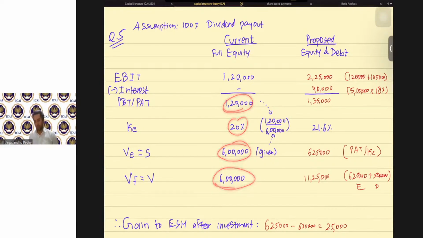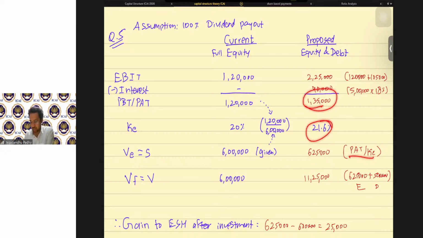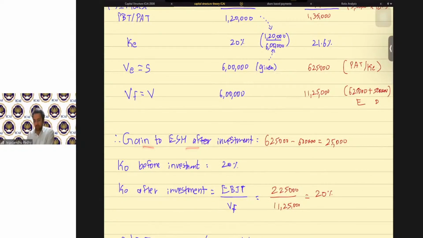Overall value of the firm today is 6 lakh. Now the question says that K is rising to 21.6%. So value of equity or value of shareholders is going to be PAT upon K, which is 1,35,000 divided by 21.6. Okay. So that's 6,25,000. Value of the firm is a sum of this plus 5 lakh debt. So 11,25,000. Gain to equity shareholders after investment: equity shares were having a value of 6 lakh. Now it has become 6,25,000. So there's a gain of 25,000.